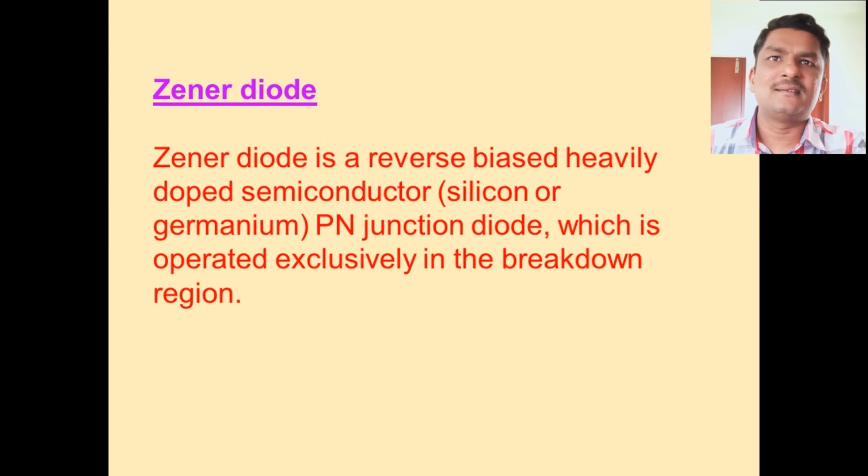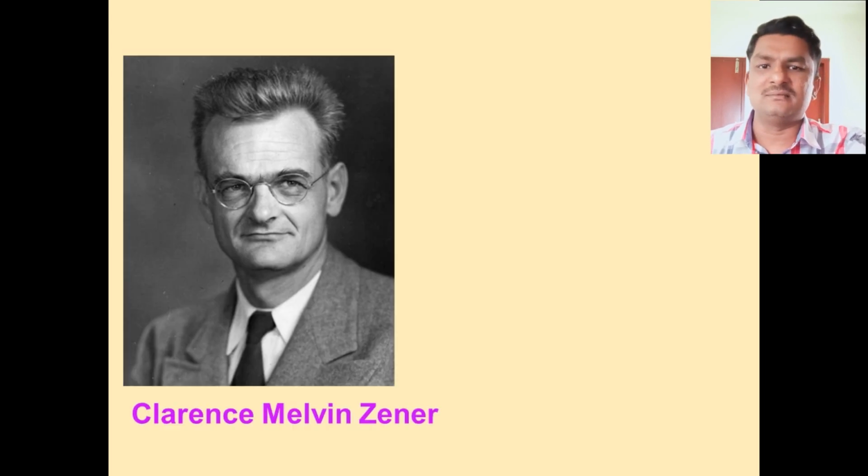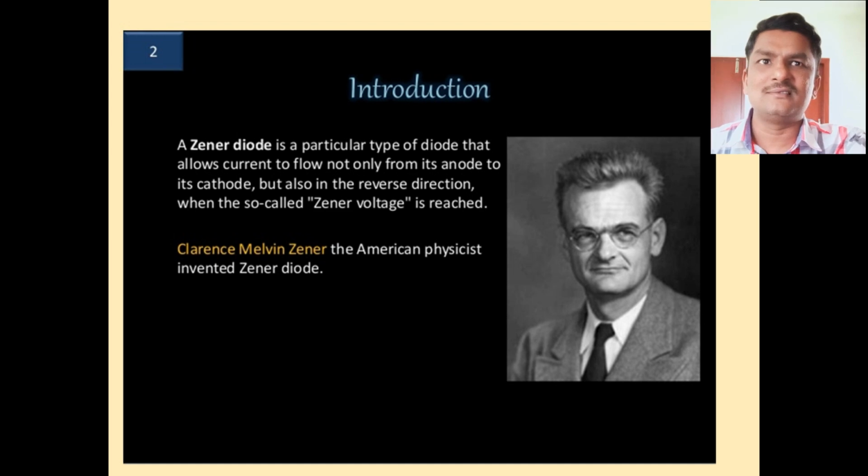Next, Zener diode. A Zener diode is a reverse biased, heavily doped semiconductor PN junction diode, exclusively operated in the breakdown region. Clarence Melvin Zener, an American physicist, invented the Zener diode.